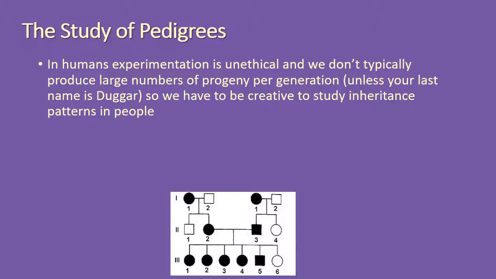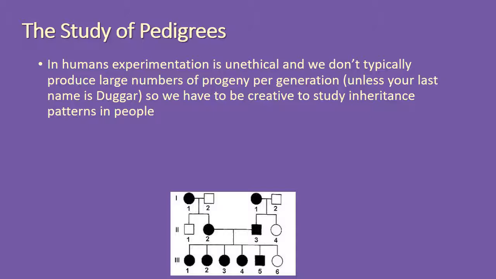Now, we can't experiment on humans, right? We can't put a man and a woman in a lab and have her have 20 children and do crosses of particular traits and look at the progeny. And typically in nature, we don't have large numbers of children. Like I said, unless your last name is Duggar. I think she's up to 19 kids.